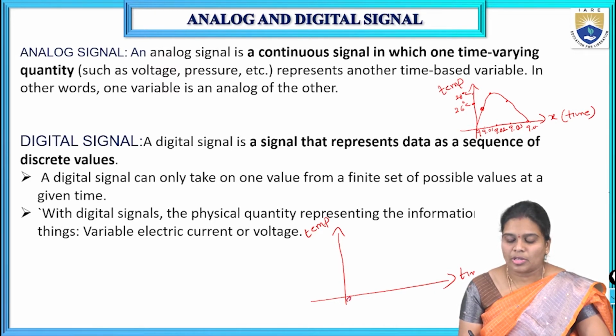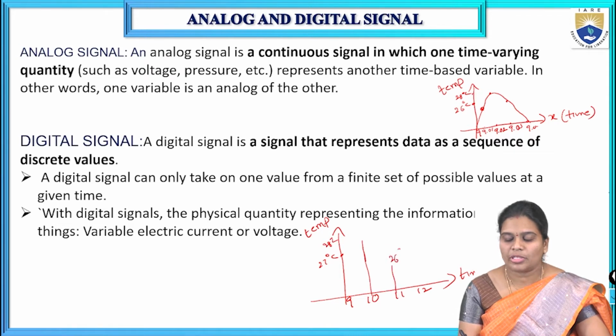For example, 9, 10, 11, and 12. At 9 o'clock the temperature is 27 degrees centigrade, at 10 o'clock 28 degrees centigrade, at 11 o'clock 26 degrees centigrade, and at 12 o'clock 22 degrees centigrade. In the digital signal we take discrete values, represented as samples.